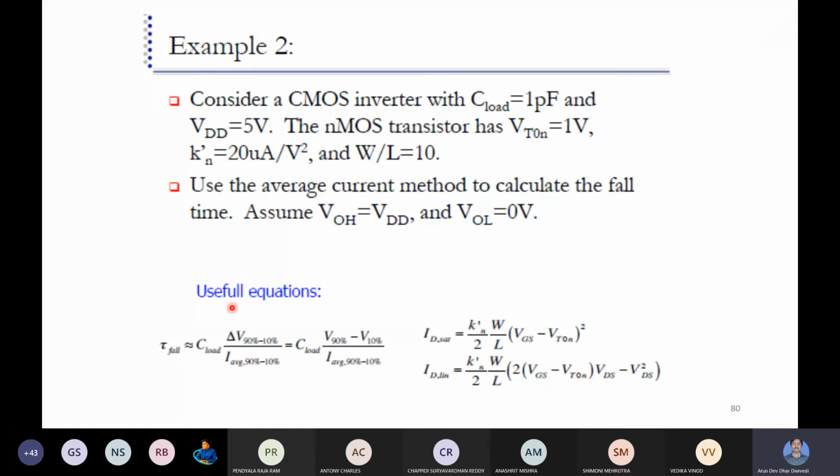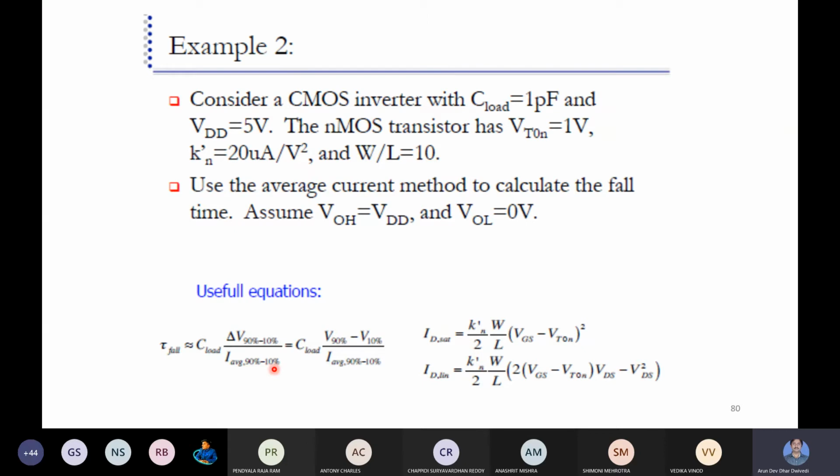So this is the problem by the average method. By the average method, we have to calculate the delay, or fall time, rise time, whatever. If you have to calculate fall time, then C load into delta V from 90% to 10%. We have to calculate the change of output voltage from 90% to 10%. Then the average of the current at 90% and 10% we have to take. So this is also possible to calculate.